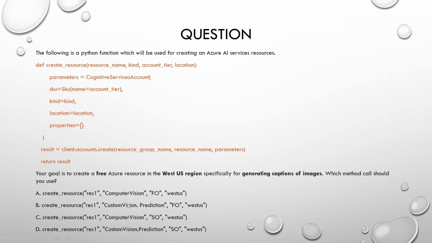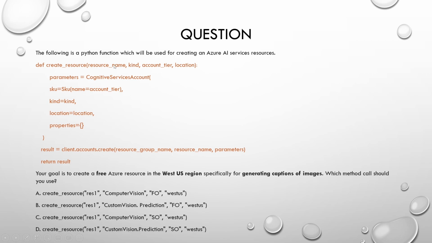There are 2 endpoints for custom vision. One is the training endpoint and the other is the prediction endpoint. The training endpoint is to train the model and the prediction endpoint is to test the model after training. So that is what custom vision prediction resources are. So we have already eliminated options B and D. Now we have 2 options remaining which are A and C.